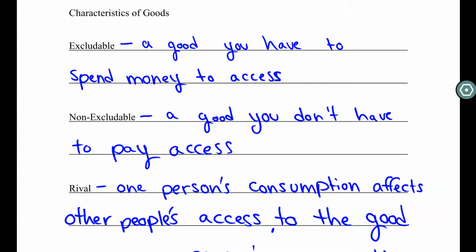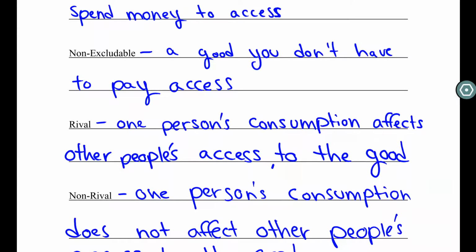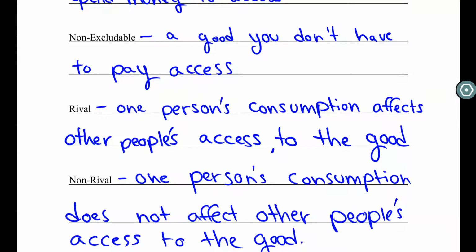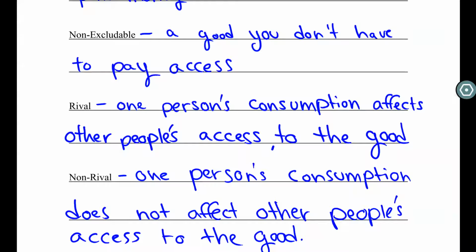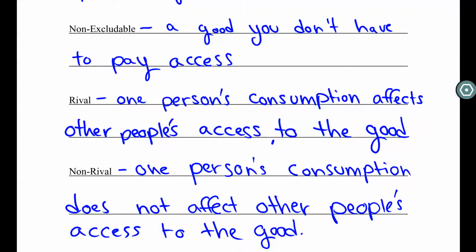So goods have two primary characteristics. The first one is excludable versus non-excludable. Excludable just means that people have to pay to access the good to use it. Non-excludable is something you don't have to pay to access. Then we have the second characteristic, rival versus non-rival. Rival means that if I'm consuming it, that affects other people's ability to consume it. Non-rival means one person's consumption doesn't affect other people's access to the good. So excludable gets at this idea of, do you have to pay for it? And rival gets at this idea of scarcity. Does my consumption affect your consumption?